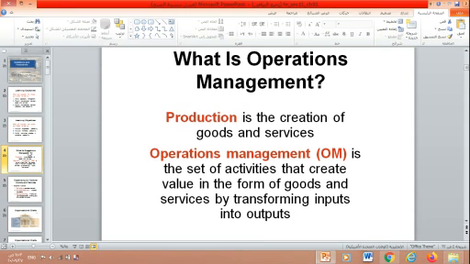Of course, operation management takes place, as you know, in all organizations, whether manufacturing or service firms. But in a manufacturing firm, maybe the production activity of the tangible products is more obvious than in the firm that produces intangible goods, which is the service firm, such as the educational firm or the banking services and so on.